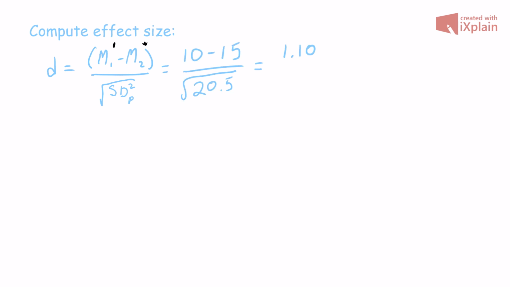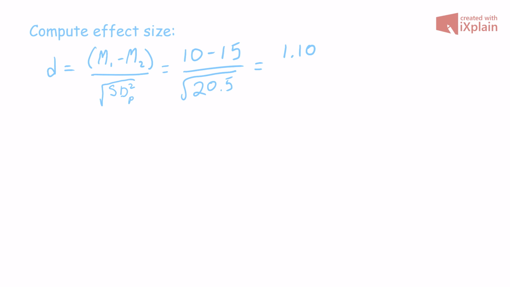The next step is to compute the effect size. We use this equation, the mean of group 1 minus the mean of group 2 divided by the square root of the pooled standard deviation, or excuse me, the pooled variance, so we can get the pooled standard deviation. When we do that, we end up with a d of 1.1, which is a large effect.